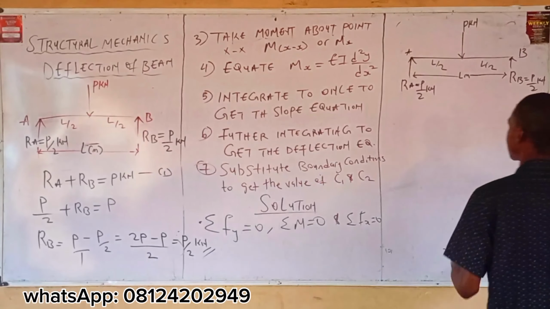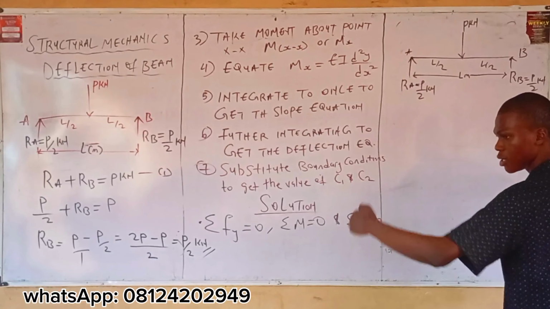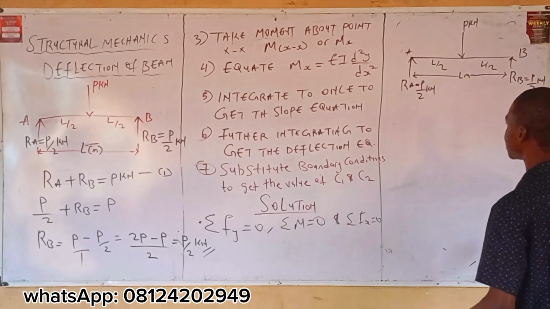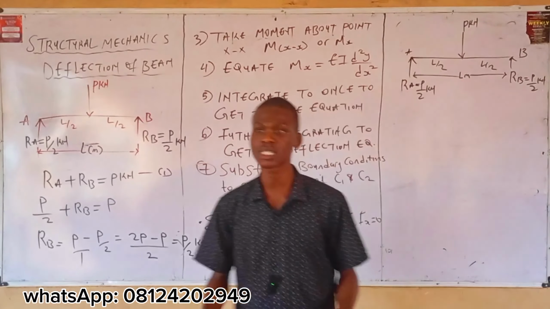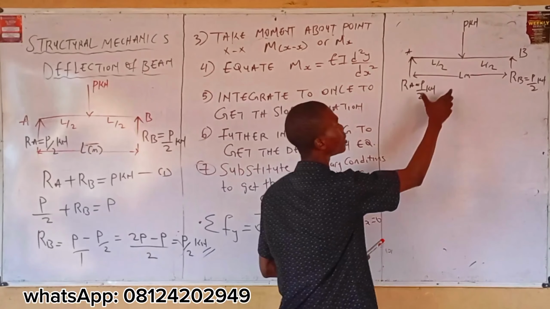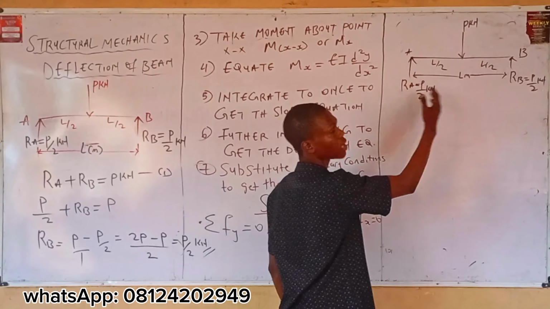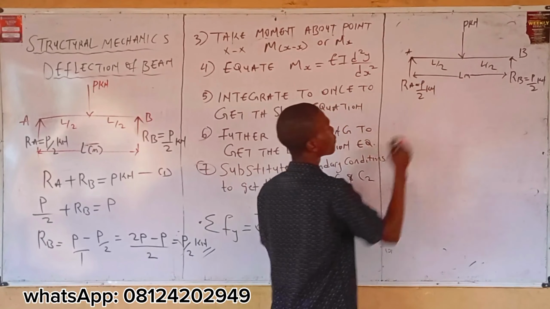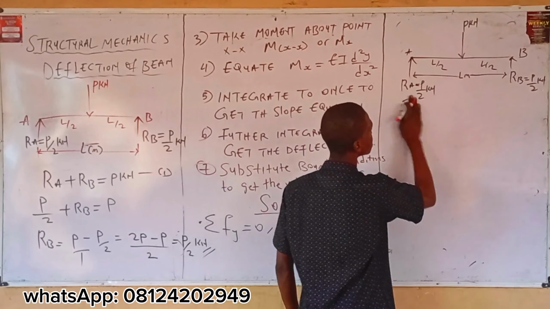Left hand support: you are standing like this. This is your left, RA is the left, and this is the right. So what that English means is that you are sectioning this beam at this side, from here to here. Let's say you are sectioning like this.